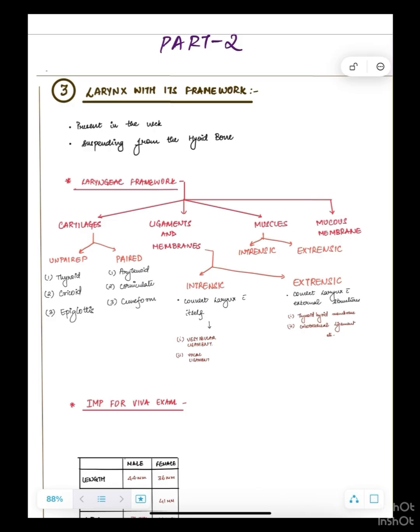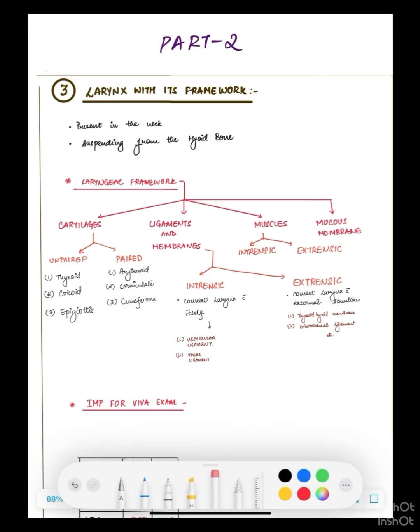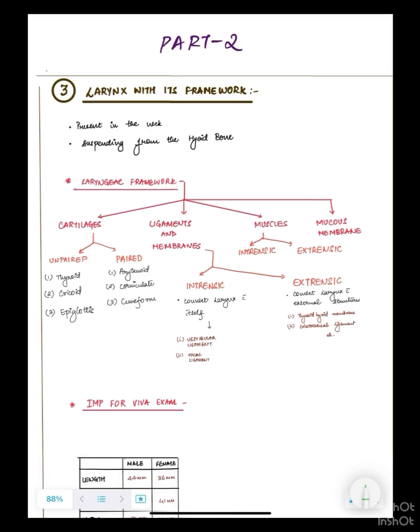cartilages of larynx. Whenever they ask a question about the laryngeal framework, what you need to write in your answers is very important because it's very confusing what comes under laryngeal framework. We know that larynx is present in the neck and it is suspended from the hyoid bone, as I have shown in part 1, in a photo at the start itself.